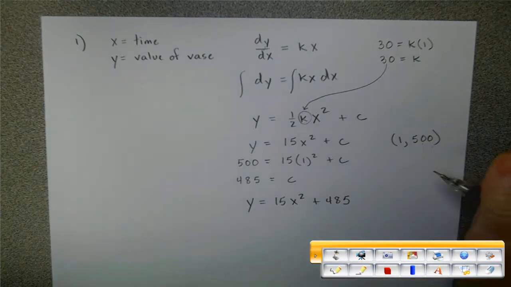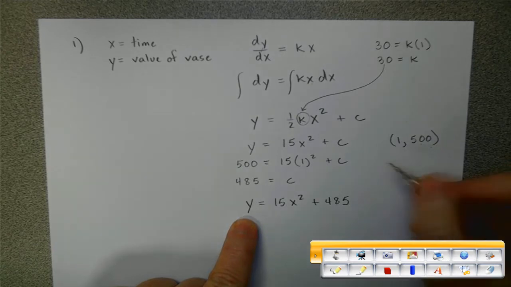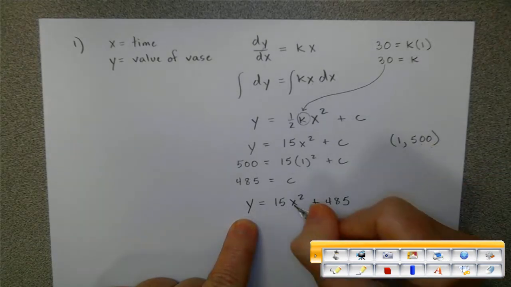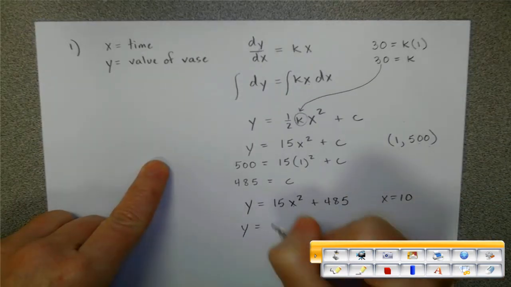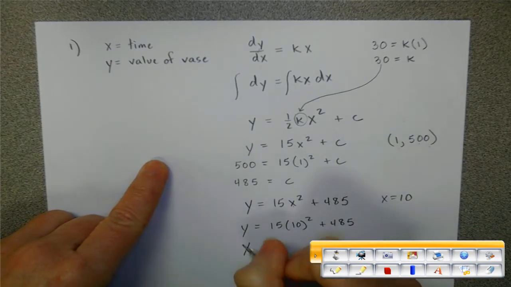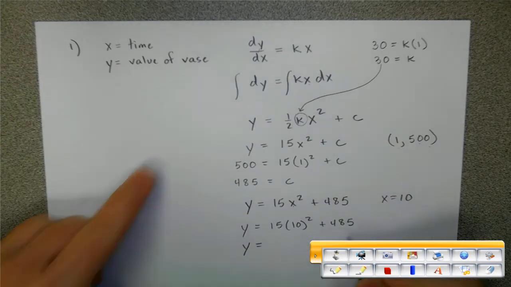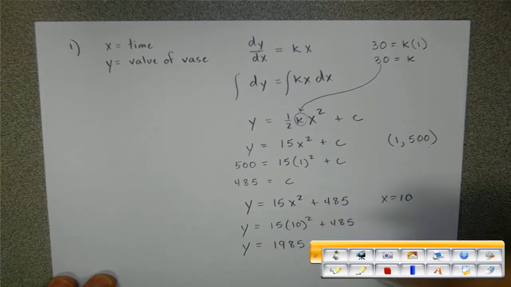Okay, so now the last part of the question says find the value of the vase, that's y, when the vase is 10 years after it was found. So my x is going to be 10. So I'm going to substitute in x is 10 and I'm solving for y. So y is equal to 15 times 10 squared plus 485. And if you multiply that out and add your 485, you get 1985, which thankfully is the answer we were looking for.